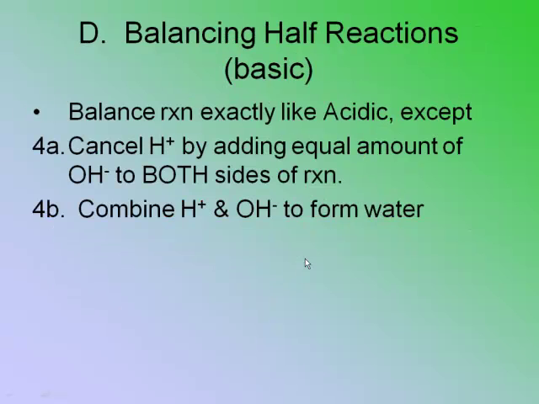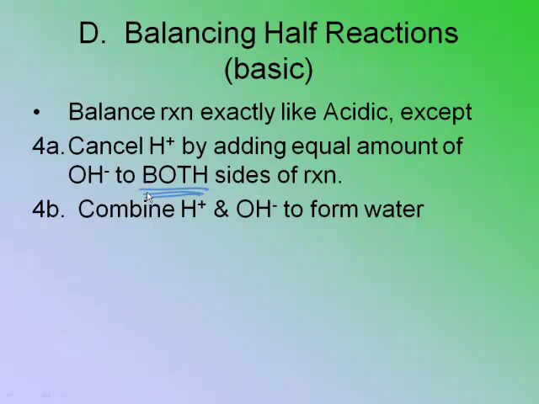Okay, now, that was the one example for acidic. Now let's talk about basic. For basic balancing, I'm going to only add a 4A and a 4B. I'm going to balance the reaction exactly like I did in acidic, except that I have to get rid of the acidic situation. I have got to get rid of that acidic medium. So after I balance the reaction with the H+, I'm going to add an equal amount of OH- to both sides.